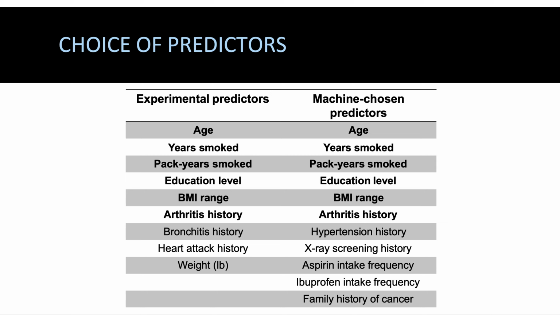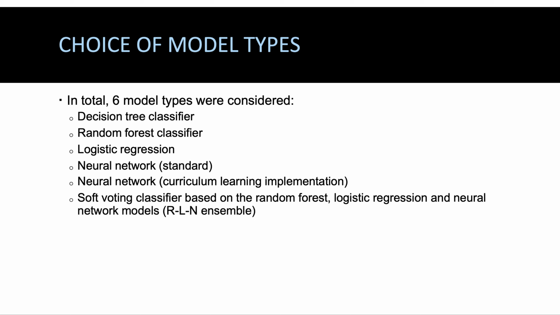On the other hand, the experimental predictors focused on the history of bronchitis and heart attacks, while the machine-chosen predictors focused on histories of hypertension, X-ray screening, and aspirin intake. As for the machine learning techniques considered, 5 different model types were considered in addition to curriculum learning. Tree-based classifiers such as decision trees and random forests were considered alongside logistic regression and standard neural networks, in addition to an ensemble classifier combining the random forest, logistic regression, and standard neural network models.